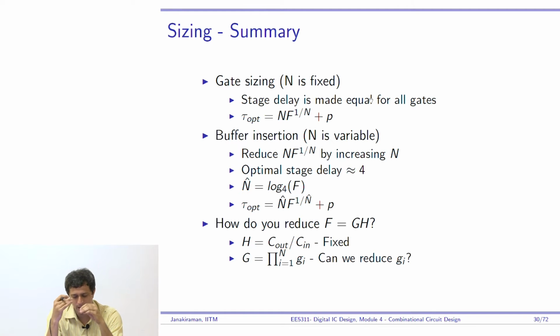Okay, and so the optimal number of gates after buffering should be log to base 4 of the path effort F, right? And this we basically solved, and then you can find the optimal delay as n f power 1 by n hat plus p plus n minus n1 into the delay of the inverter. That's missing here, right?